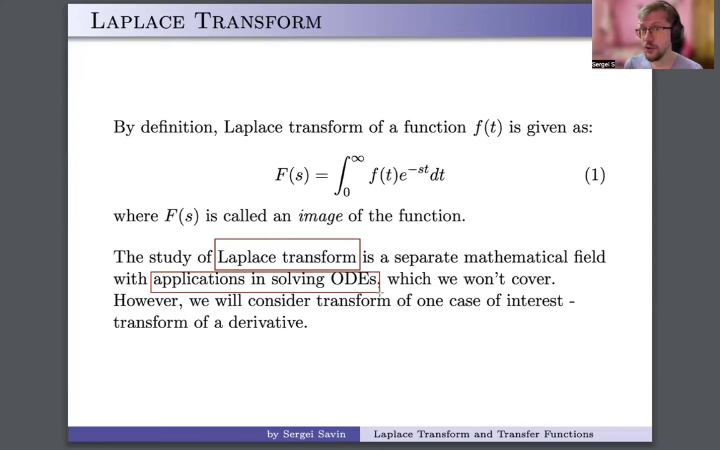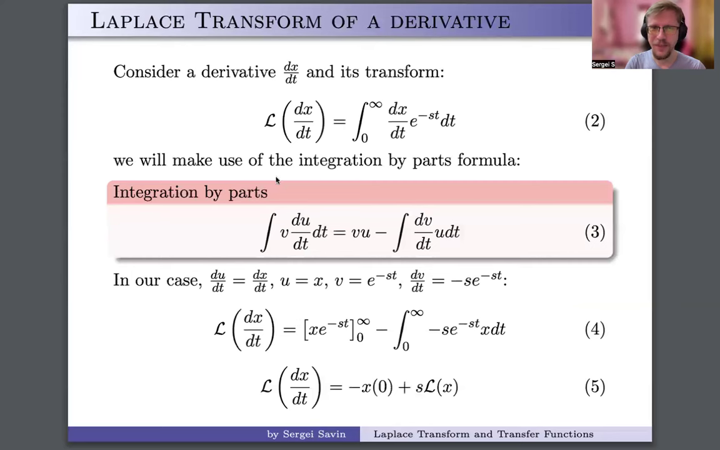We're not going to cover this whole thing. We're going to use only one case out of all Laplace transforms. So we're going to transform exactly one function out of this whole big area of possible transformations. In fact, we're going to transform a derivative. That might be surprising. We're going to transform a derivative. Let us look into it.